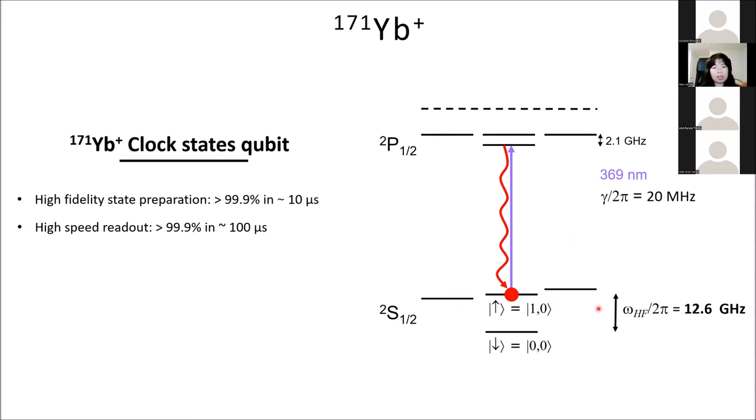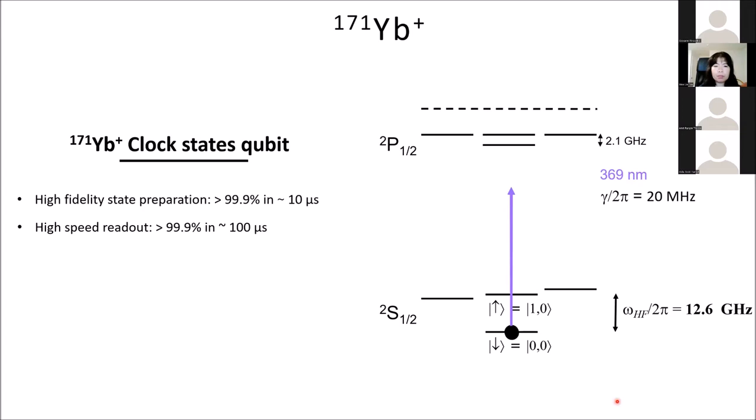Therefore, on the PMT, or photomultiplier tube, or a camera, we can see the fluorescence from the ions. However, if the ion is in the spin down state, it won't scatter any photons because this resonant light is 12.6 gigahertz away from this scatter event. Therefore, by using this, we can have an accurate state differentiation between bright and dark ions, the spin up and spin down.